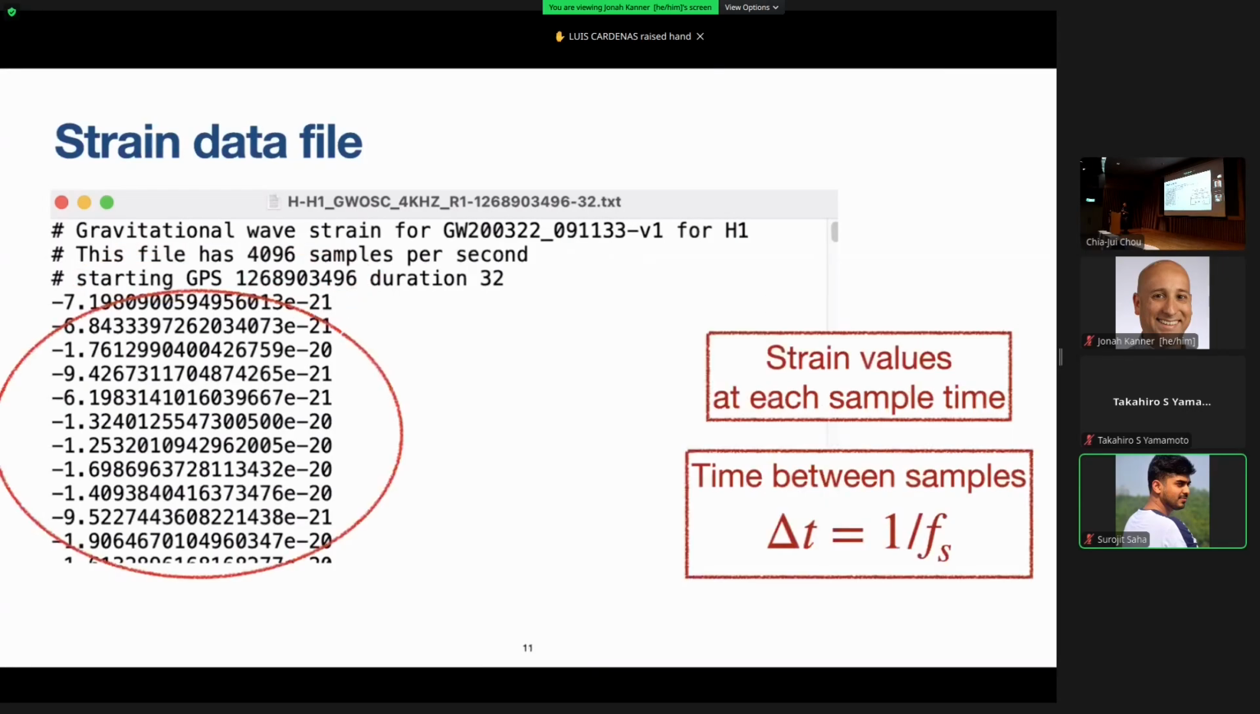And then the bulk of the file is the strain values. So the file is ultimately a large collection of numbers. Each number represents a strain sample at one moment in time. And as Lupin pointed out, the scale is quite small. So in this example, the scale here is something like 10 to the minus 20 or 10 to the minus 21, because of course this is a very sensitive measurement. And so the scale of the strain measurements is quite small.